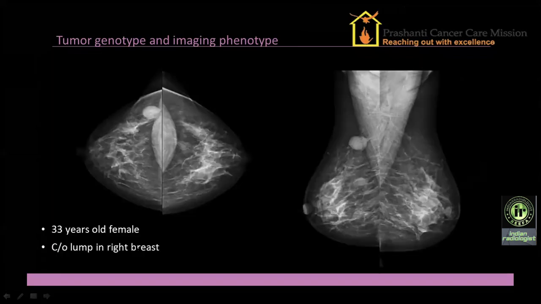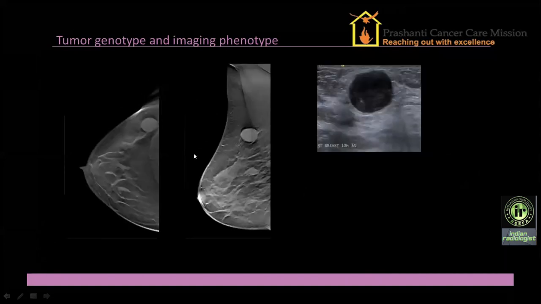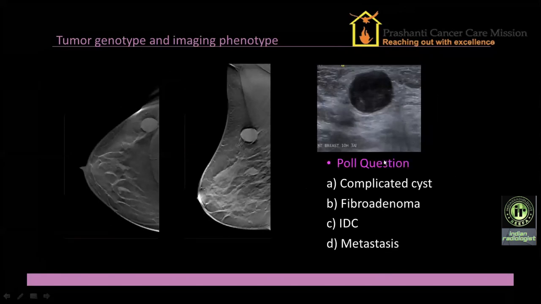Here is a 33-year-old lady who presents with a circumscribed lump in her upper outer quadrant. Here is her DBT and her ultrasound image, an extremely circumscribed, very hypoechoic, almost cystic-appearing mass. What do you think this tumor was? Here is our poll question again. Is this a complicated cyst? Is this a fibroadenoma? Is it an IDC or is it metastasis?